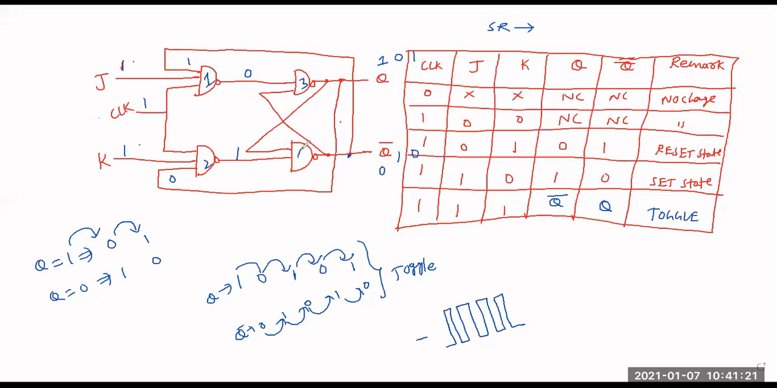Okay, and the output Q prime will be sending as input to the first NAND gate, and the output Q will be sending as input to the second NAND gate. Is that clear? Yes sir.